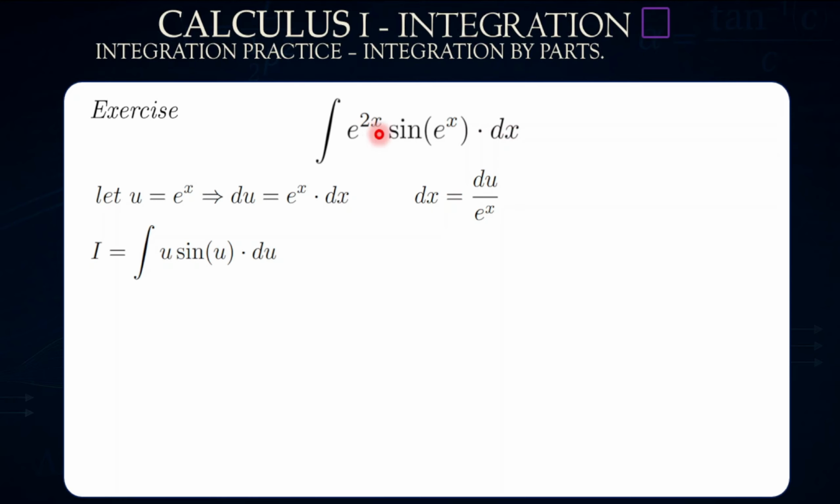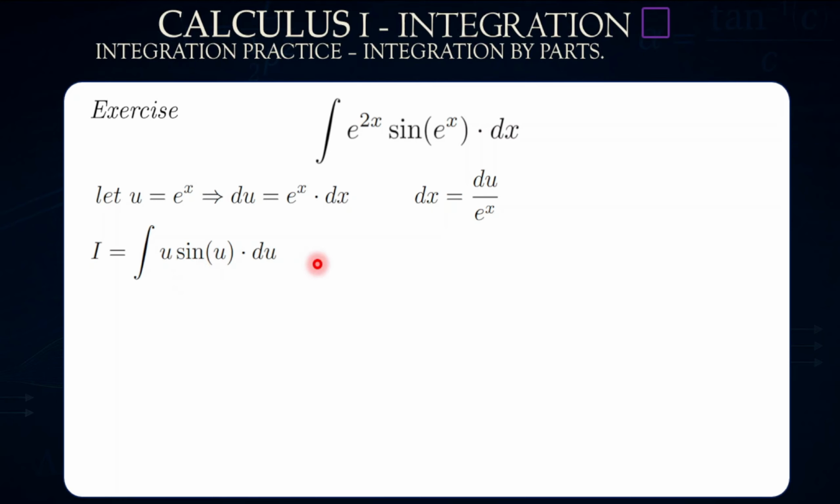So you swap dx by du divided by e to the x, and you have e to the 2x in the numerator. So when you divide e to the 2x by e to the x, what is left is e to the x, which is u, multiplied by sine of e to the x, which is also sine u. So this is equal to integral of u sine u times du.